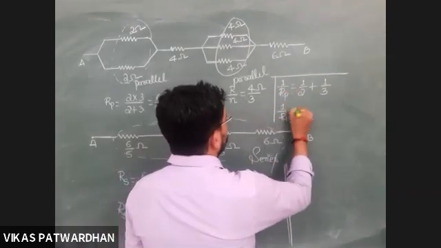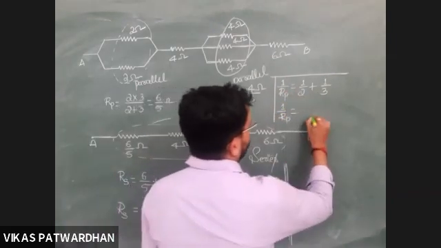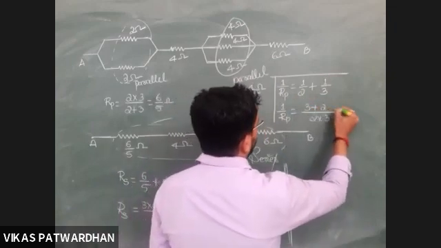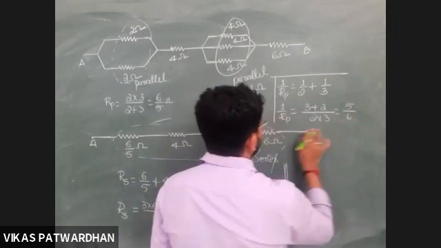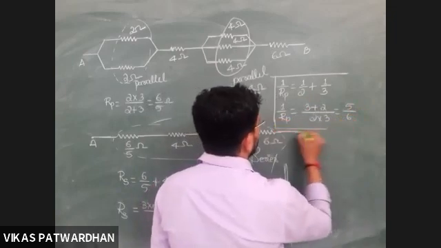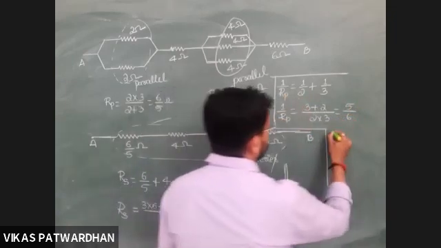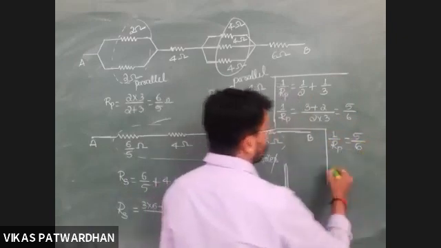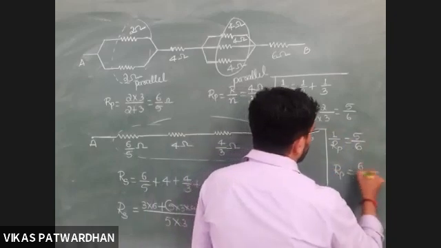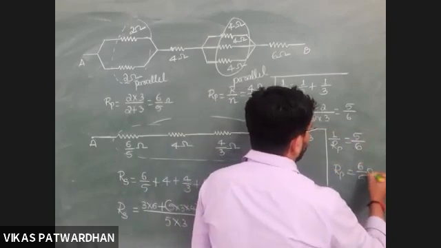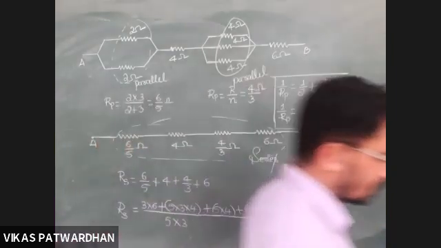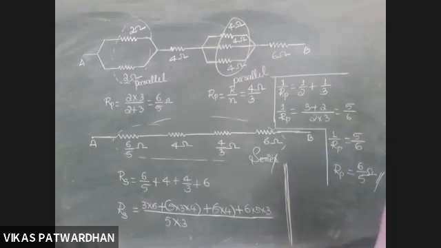1 by RP is equal to, what does the LCM come to? 2 into 3. What am I left with? 3 plus 2. What will I get? 5 by 6. So 1 by RP is 5 by 6. What do I need? RP. What is RP? 6 by 5. Is that correct? Yes, sir. Hope I have clarified the doubt.